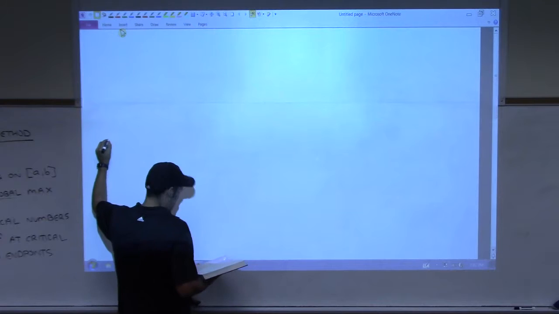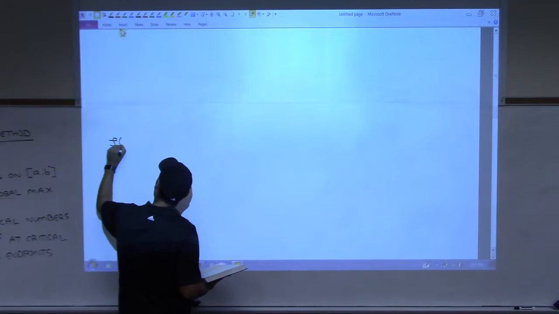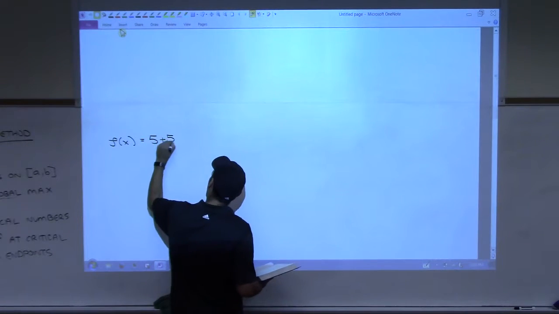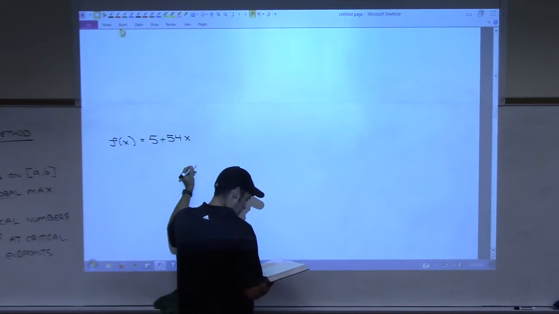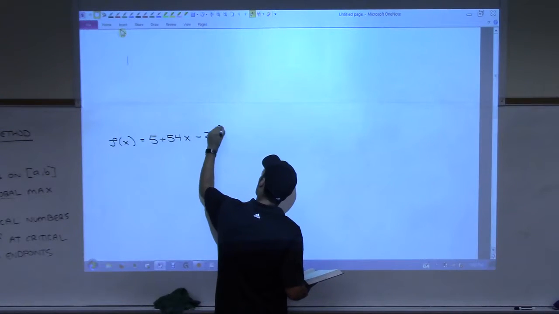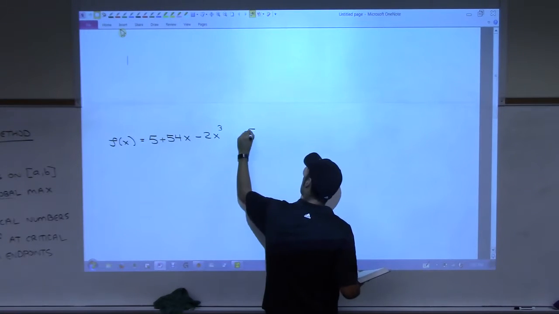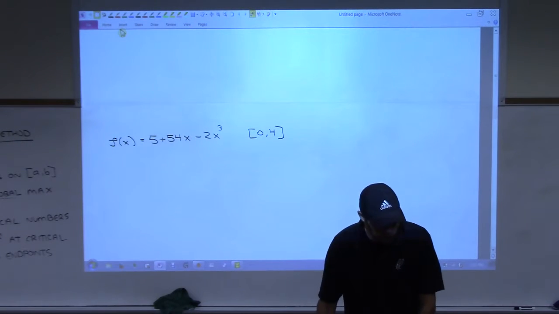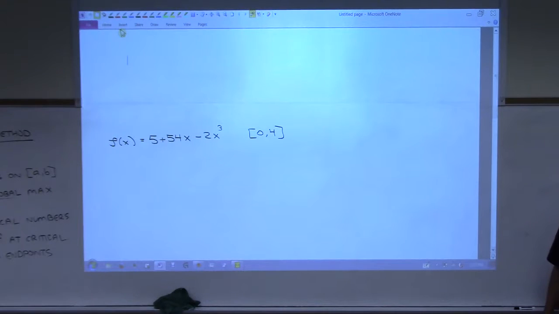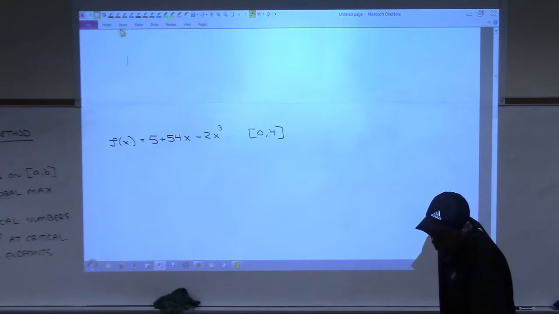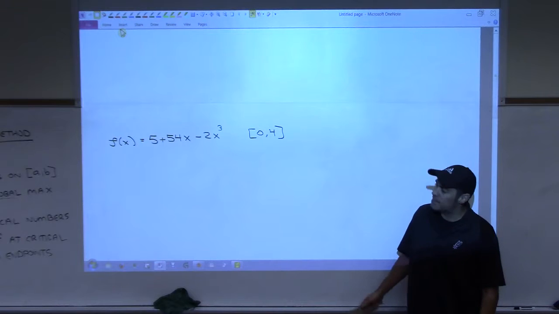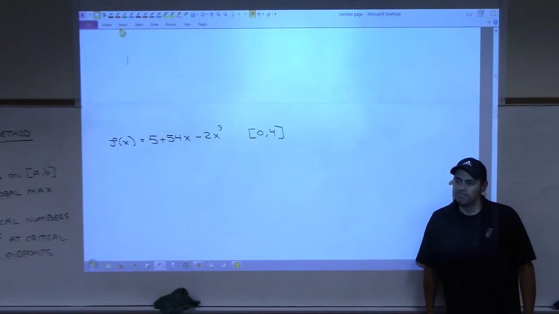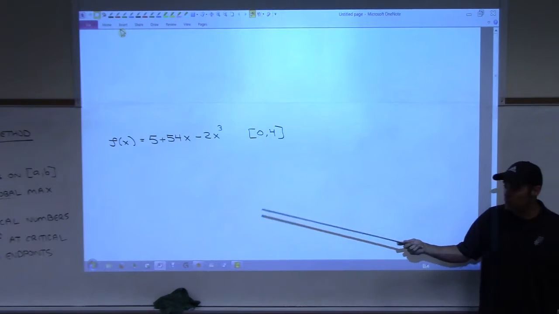38, which is f of x equals 5 plus 54x minus 2x cubed. And we have the interval 0, 4. So the instructions here, as stated in the book, are to find the absolute maximum and minimum values of f on the given interval. So this is perfect for closed interval method, right?